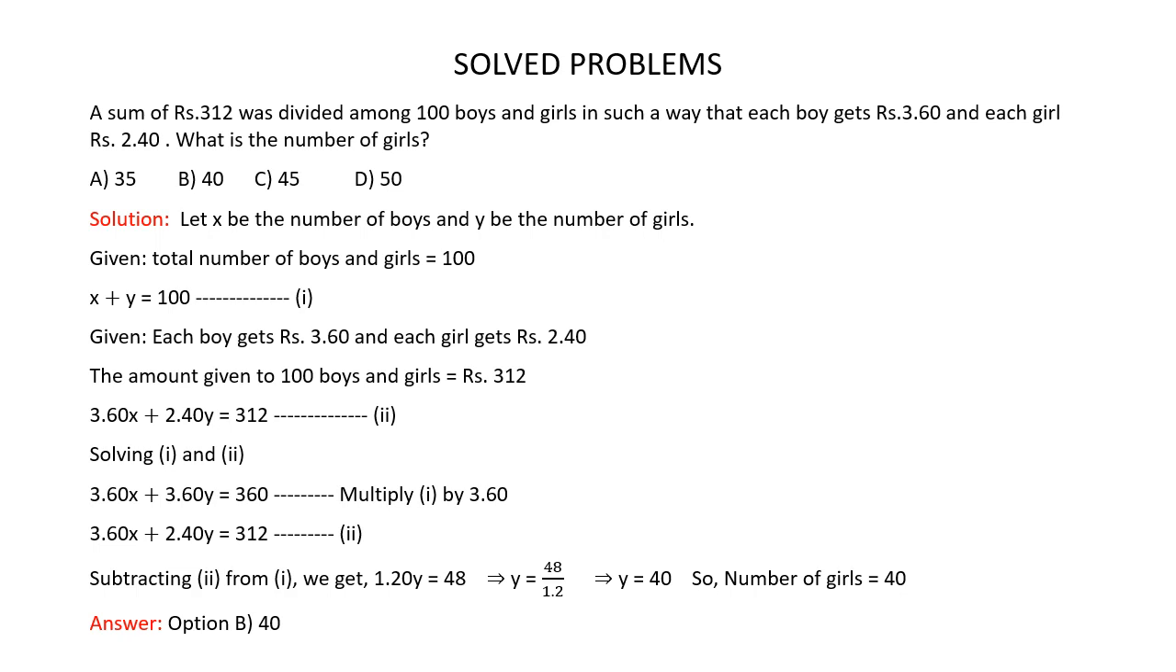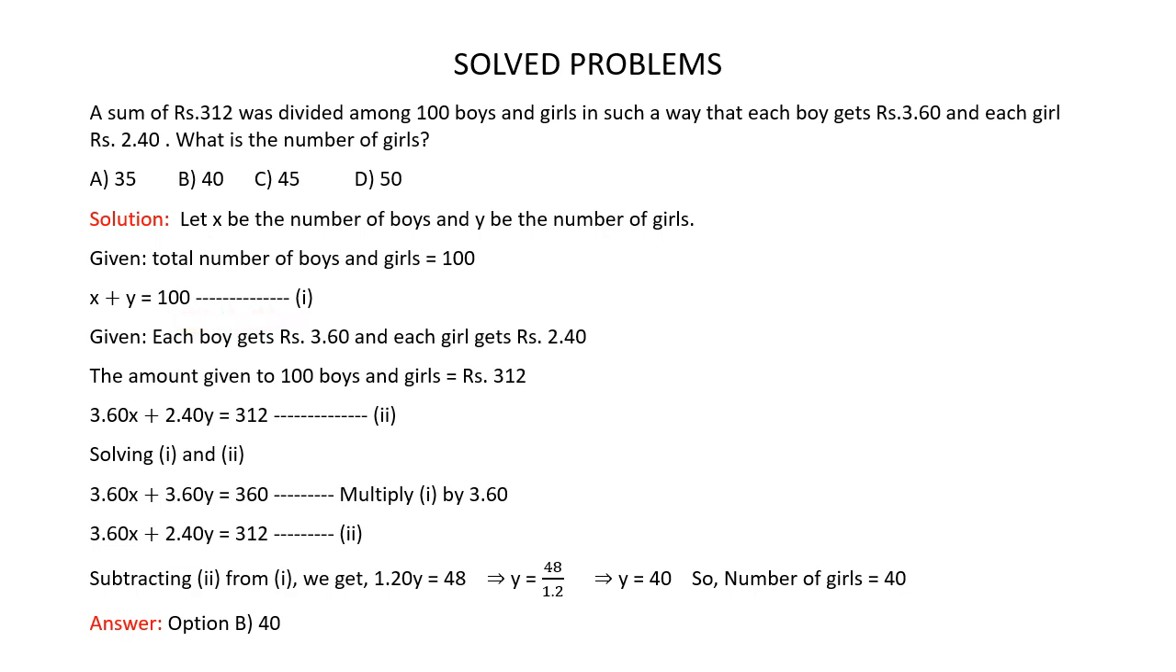Since we do not know the number of boys and girls, let X be the number of boys and Y be the number of girls. It's given that the total number of boys and girls is 100. So X plus Y is equal to 100. This is the first equation.